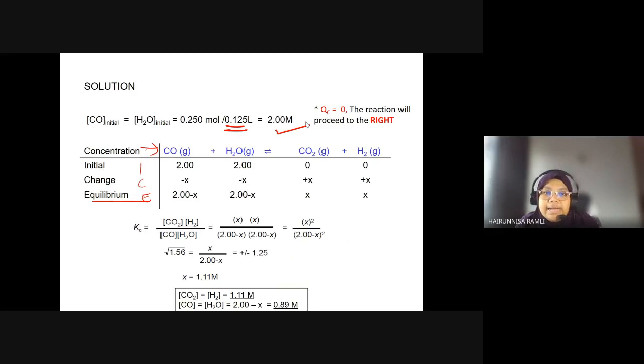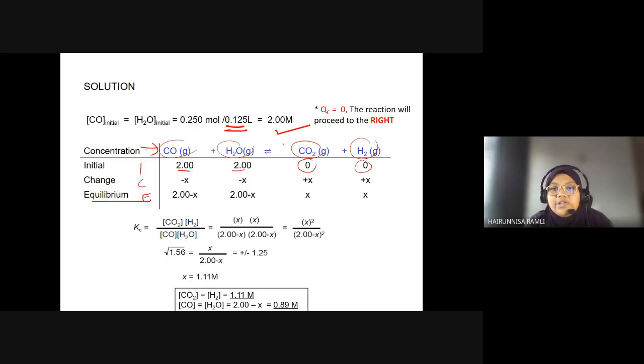So, that's why at initial, CO and H2O is 2 molar. Jangan buat 0.25 pula. Salah. Itu mol. Kita nak concentration. Lepas tu, CO2 initially tak ada. So that's why you put as 0 lah. You jangan put dash pula. Letak 0. So that we know that 0 plus X.